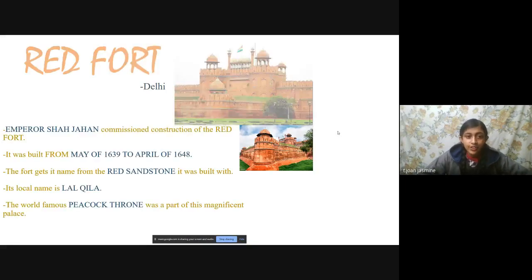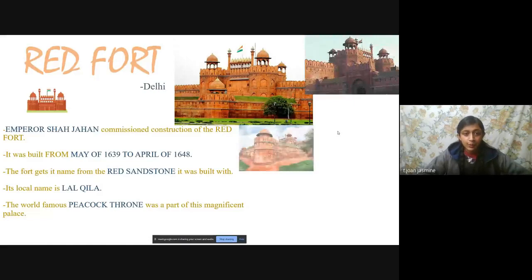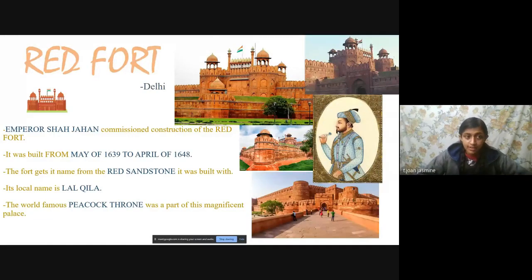Finally, the Red Fort. The Red Fort is also situated in Old Delhi. It was also commissioned by the Emperor Shah Jahan, who built the Taj Mahal as well. It's built entirely out of red sandstone, as you can see in the pictures. Its common name is the Lal Qila.